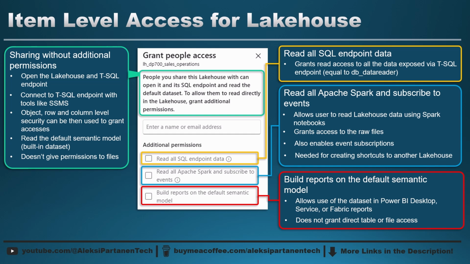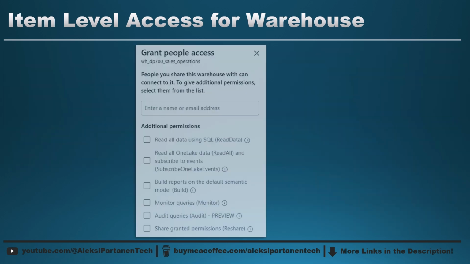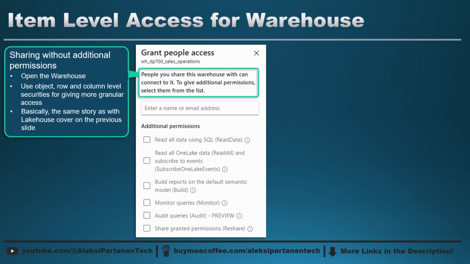Let's now take a closer look at how item-level access works for warehouse in Microsoft Fabric. Just like we saw with lakehouses, when we open the item-level access menu for warehouse, we see a permission panel with a similar structure but slightly different options this time. On the top, we can see a message that says, people you share this warehouse with can connect to it. To give additional permissions, select them from the list. This means that even without any additional permissions selected, the user will get some basic access to the warehouse, like with lakehouse. So let's break down what this actually includes.